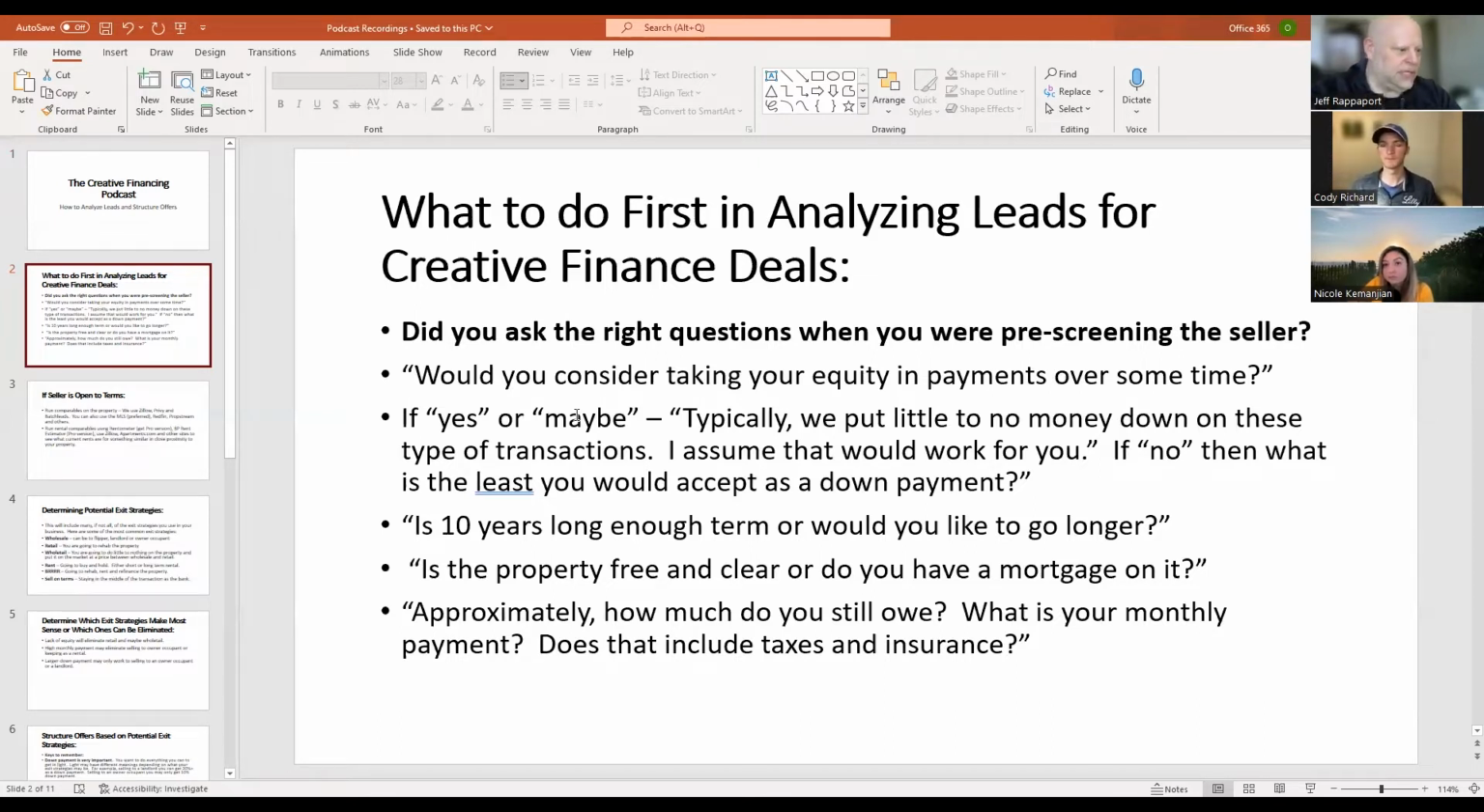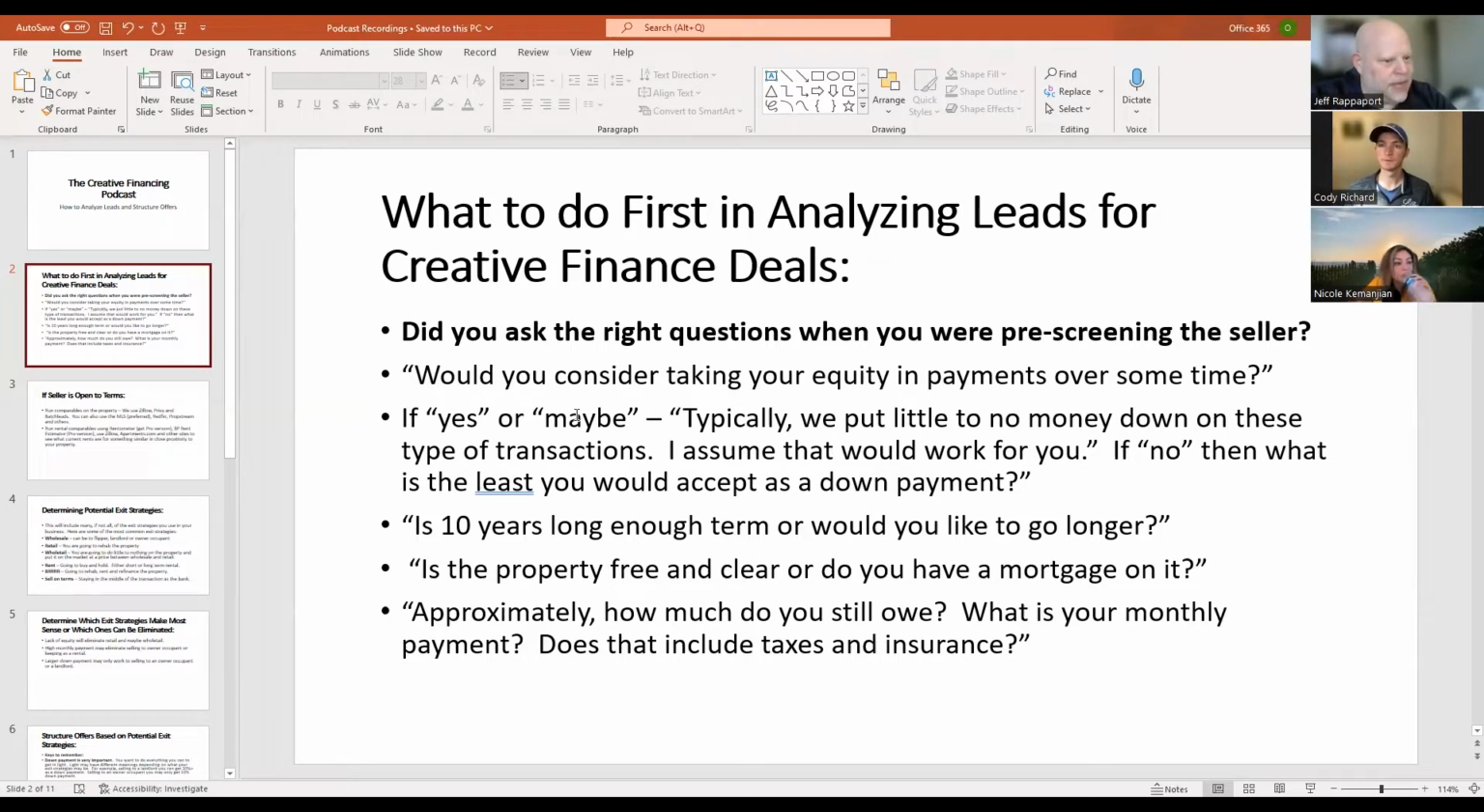So we typically will say, would you consider taking payments for your equity over some time? And you can say that in a number of ways. I think Cody had a little different way. Cody, do you remember off the top of your head how you say it? Yeah, if we're able to pay X asking price or near asking price, are you open to taking payments for the property long term? There you go.